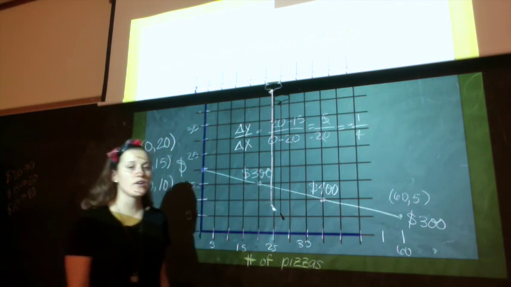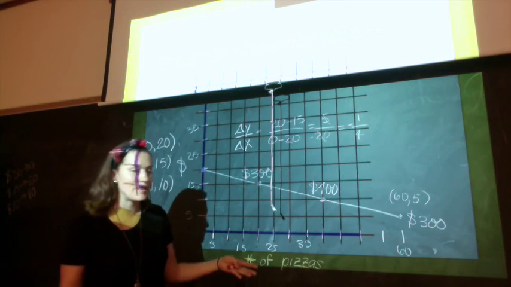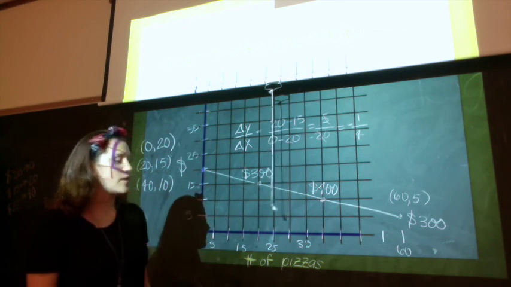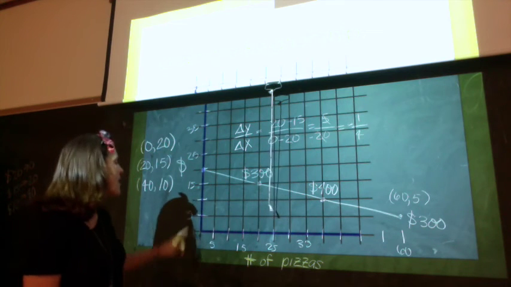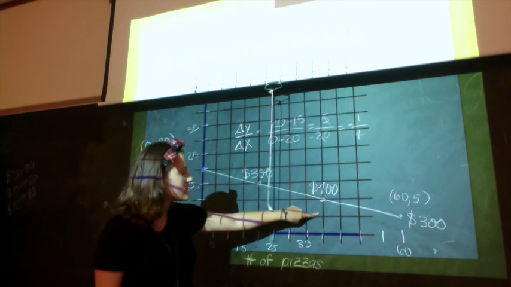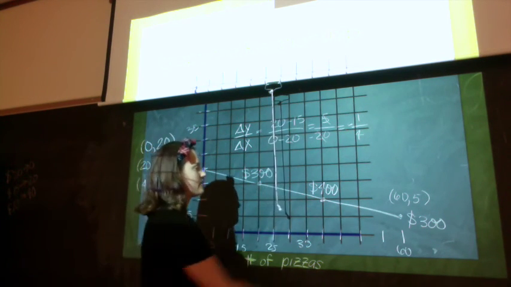So if you're trying to figure out what price of pizza would be the best, which one is it going to be? It's going to be the one that makes more money. So you're going to want to sell the pizza at $10, which will sell you 40 pizzas.